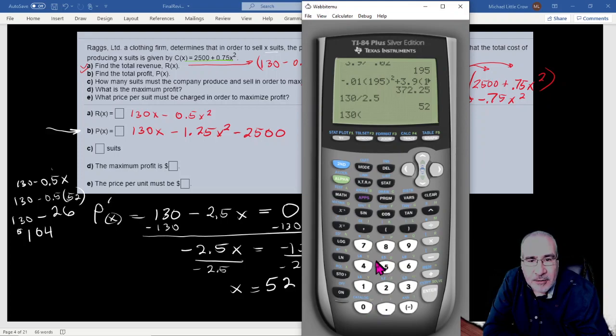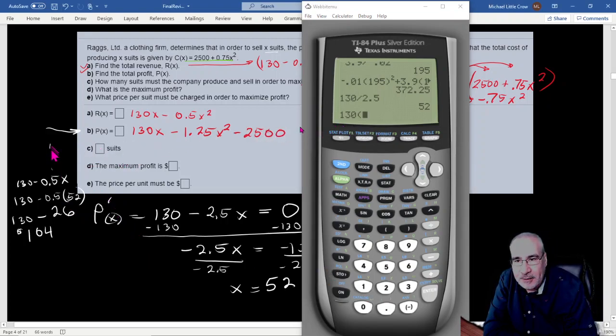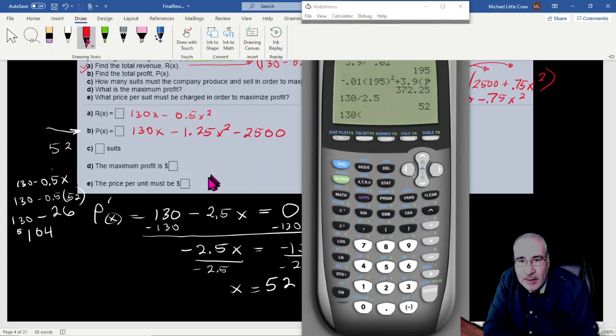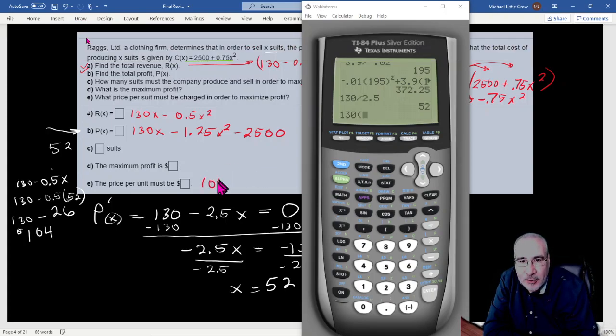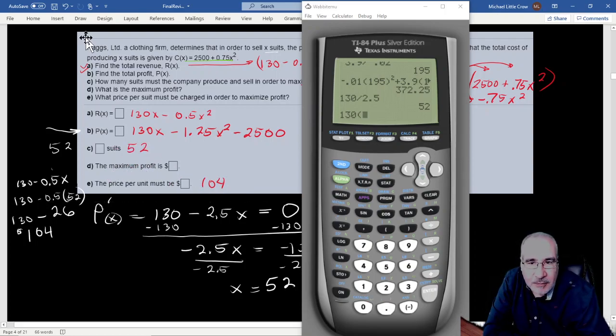Let's see, what are we putting in? We're putting in 52. X equals 52. I suppose I should write that over here. So 104, that's the dollars. Suits are going to be 52. And then the maximum profit we're calculating right here. We're plugging in 52.